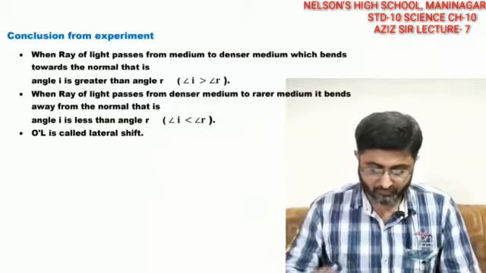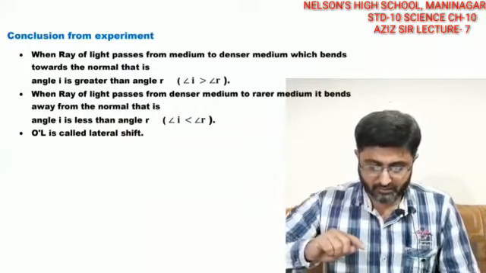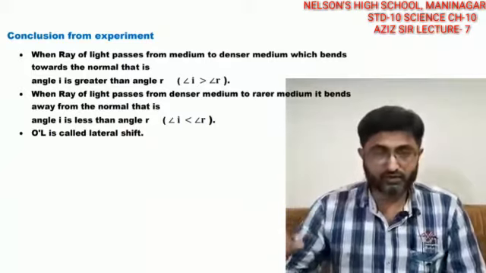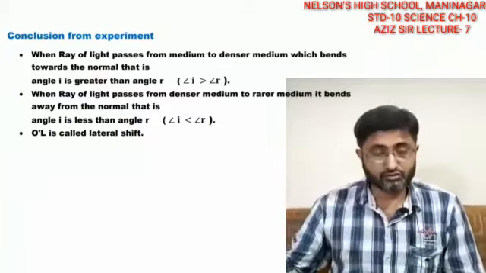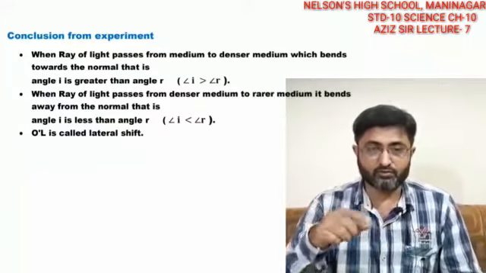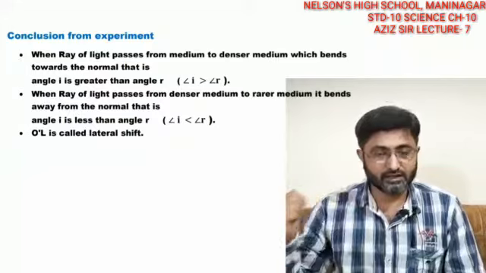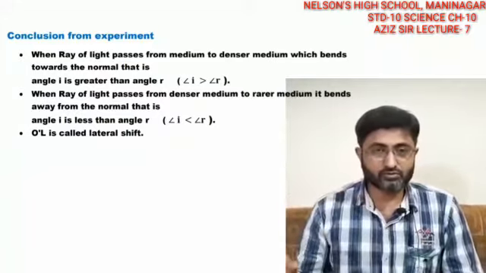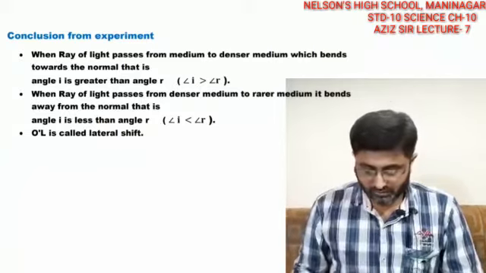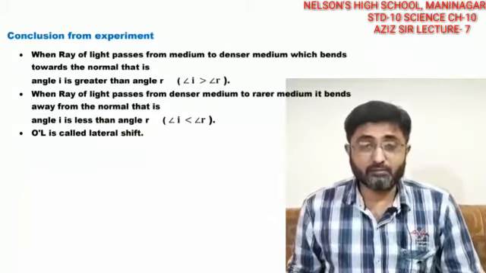The line O dash L that you are seeing in the image should actually be drawn perpendicular, and it is written between the two rays. The actual ray should pass through like this, but it bends inside and turns into another form of ray: incident, refracted and emergent. The distance between the original ray and the emergent ray is called the lateral shift. This is how light bends inside.